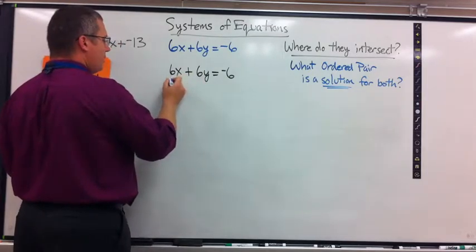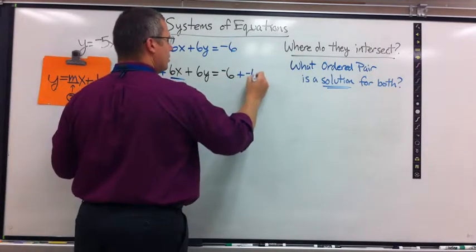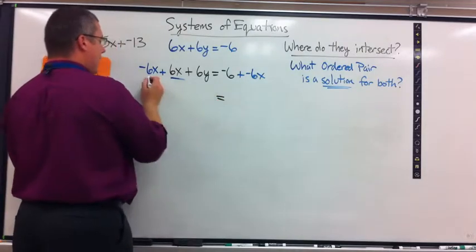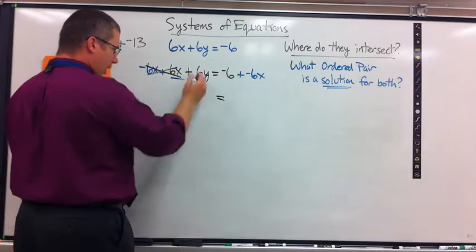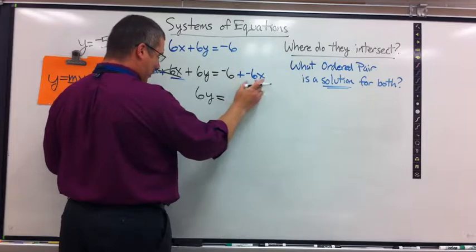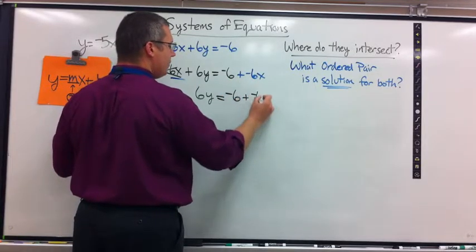Add opposite of 6x to both sides. Negative 6x plus 6x is 0. I am left with 6y. On this side, I cannot add these. This has an x, this does not. The best I can do is rewrite them.